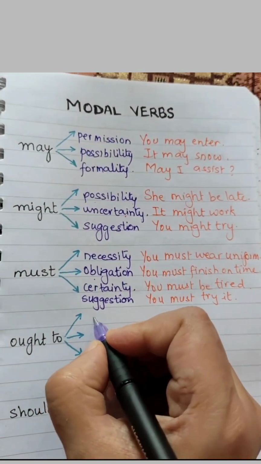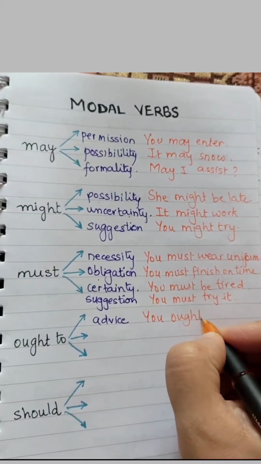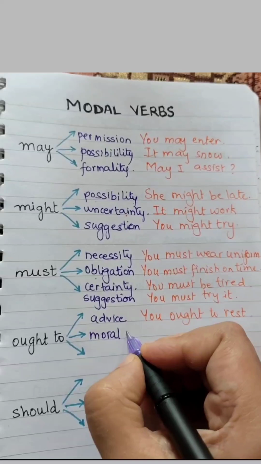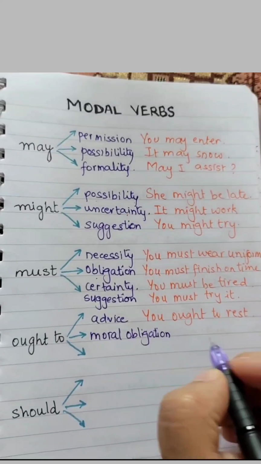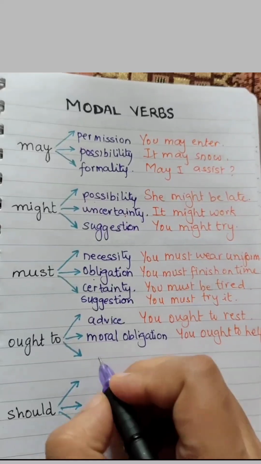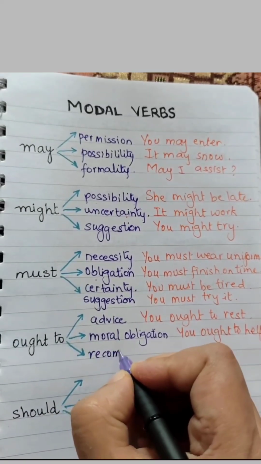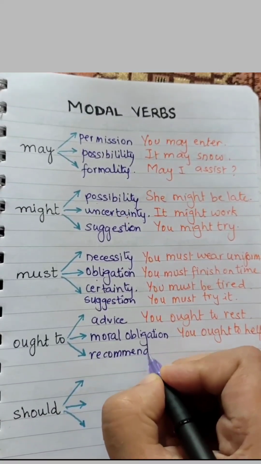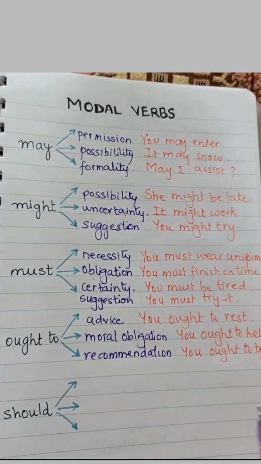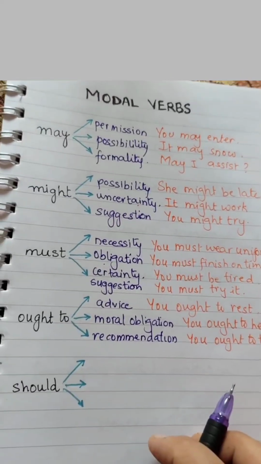Let's come to ought to. Ought to is used for giving advice. You ought to rest. It is also used to give moral obligation, which is again related with advice. You ought to help. When you want to recommend something, then also you can use ought to. So for recommendation, ought to is used. You ought to try.